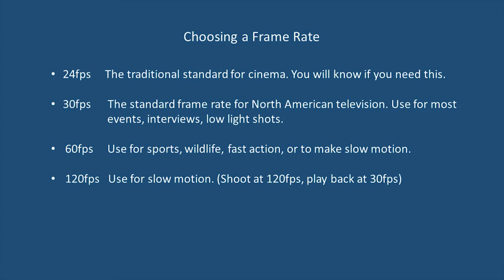You will also need to choose a frame rate. Typically, these will be your choices from North America. 24 frames per second is traditional for cinema. 30 frames per second is the standard frame rate for North American television. A lot of wildlife photographers will use 60 frames per second because it allows them to make slow motion, and they can use a faster shutter speed and still have smooth video. 120 frames per second is used if you intend to make slow motion.